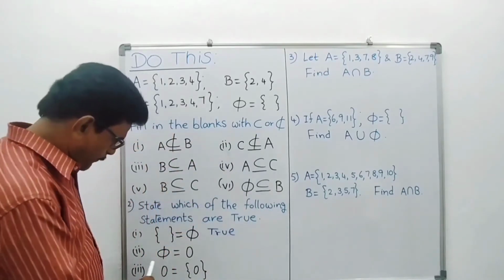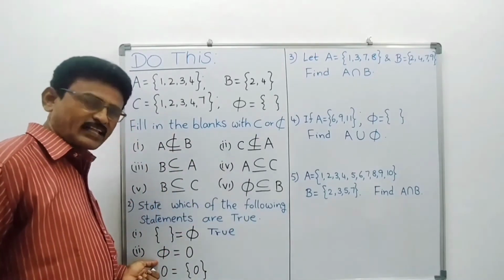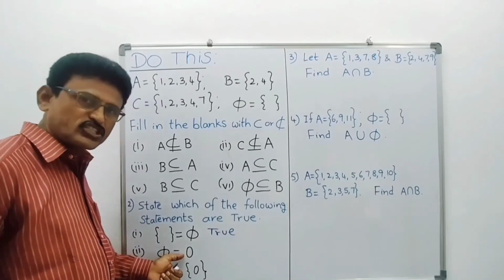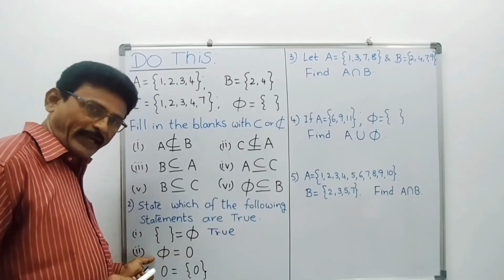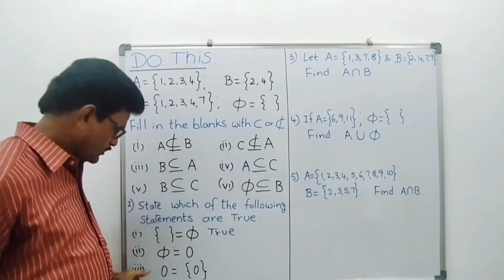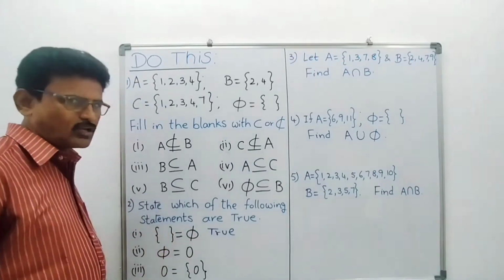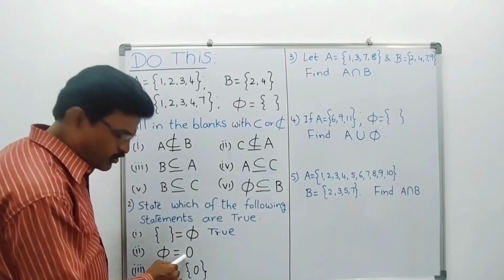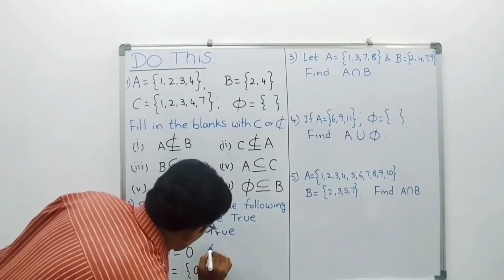Now second one. Phi equal to 0. Phi means it is a null set. Why would we represent it with 0? Actually in the phi set, the number of elements, that is the cardinal number, is 0. See, there are no elements in that. So the number of elements is 0. But don't show it like this. So this one is false.